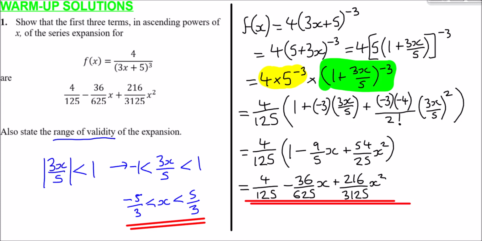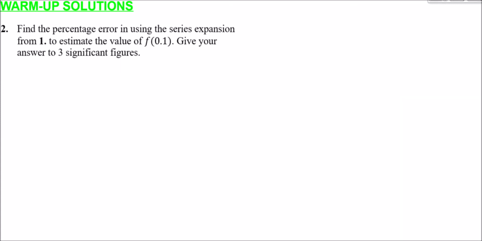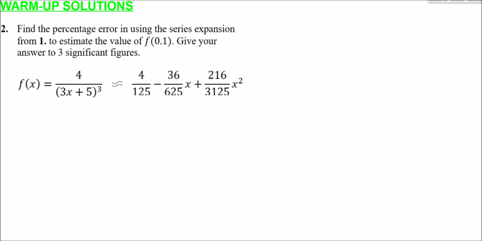Let's now have a look at number 2. So, warm-up question 2. We need to find the percentage error in using that series expansion from question 1. So, if we estimated the value of f of 0.1, what would the error be? Give the answer to 3 significant figures. Just reminding us from question 1 of what we had, f of x is this exactly, and f of x is this approximately. This is a binomial expansion of f of x approximated up to the x squared term.